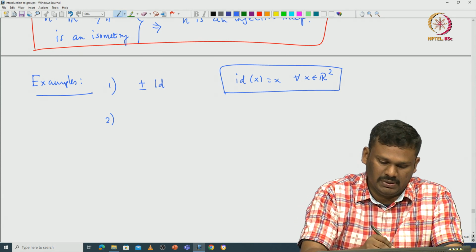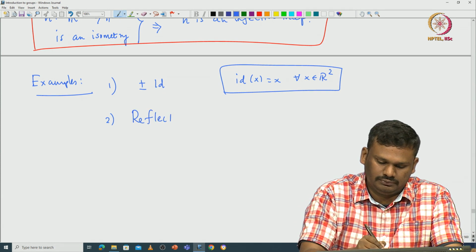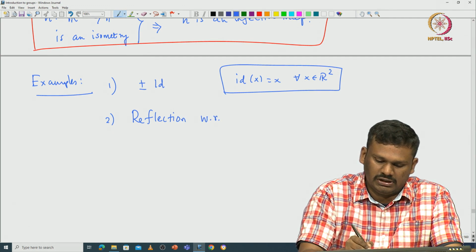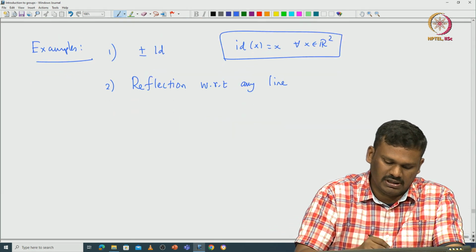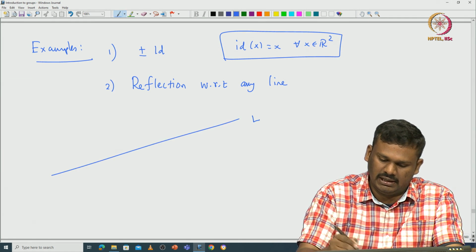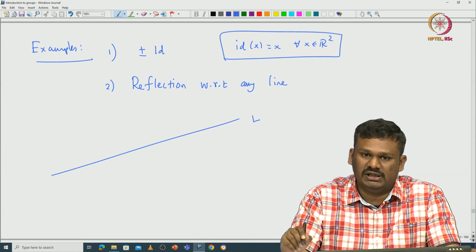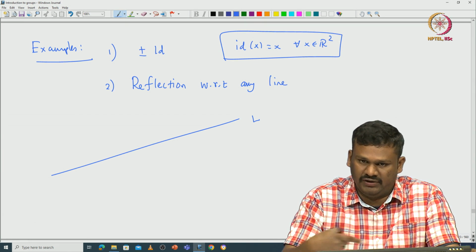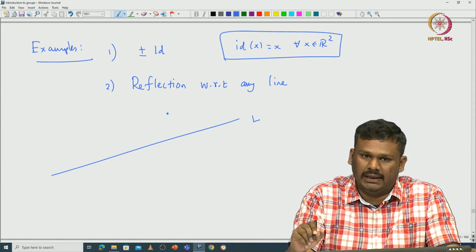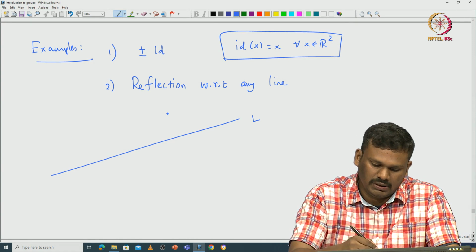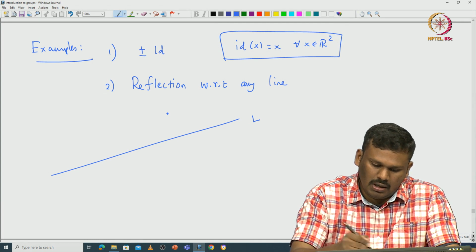Now, from the geometry, it is very clear that if you take a reflection with respect to any line, that must be isometric. So, how it looks like: you draw some line, let us say this is the line L, then you reflect with respect to this L. That means all the points that lie on that line are fixed. Then if you take some point which is not on the line, you use this L as the mirror symmetry.